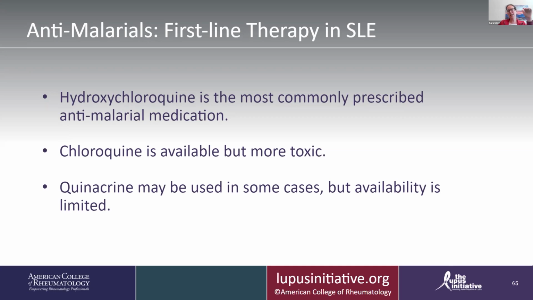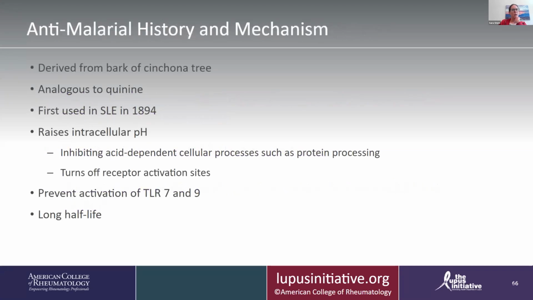There are other medications that have been used in the chloroquine family. But hydroxychloroquine is the least toxic medication with the least side effects. That's why we use it. Okay. So it's from the bark of the cinchona tree, and it was first used in lupus in 1894.